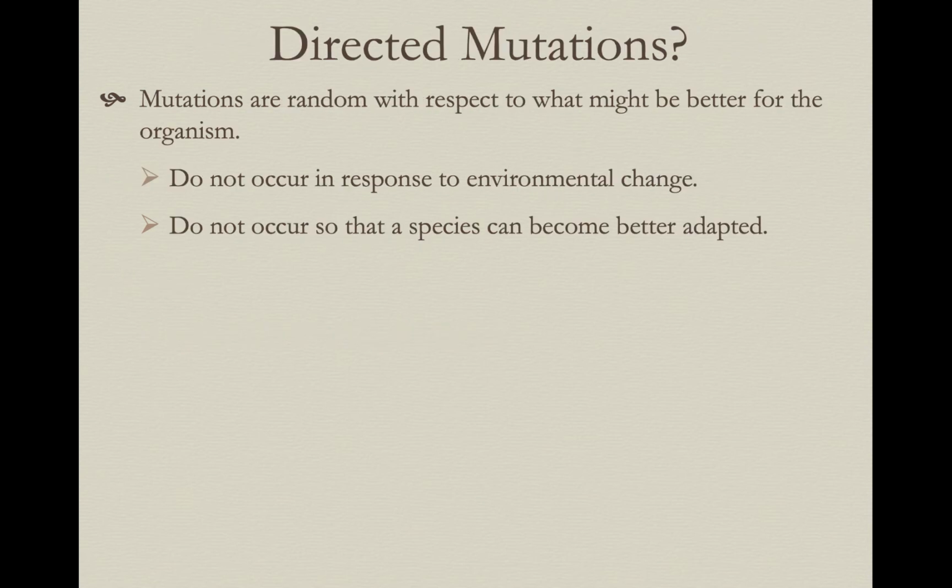I also started this discussion by stating that mutations are random. And I mean that they are not directed by organisms. Organisms can't cause a mutation to occur when they're challenged by a changing environment, so that natural selection will have something to operate on. They're completely random with respect to what might be better for those organisms. They don't occur in response to environmental change. They're just mistakes made during the process of making DNA.